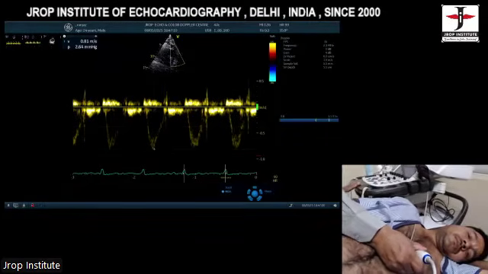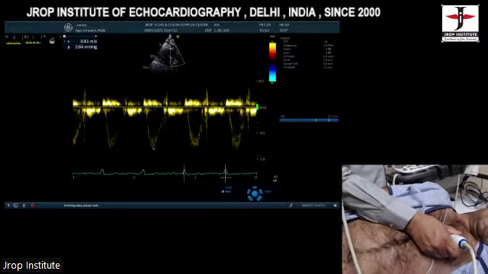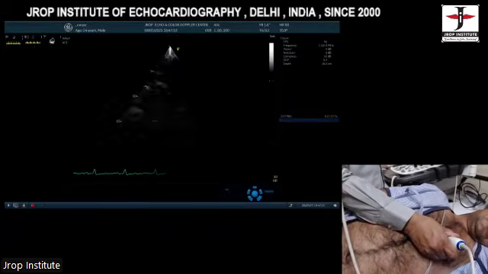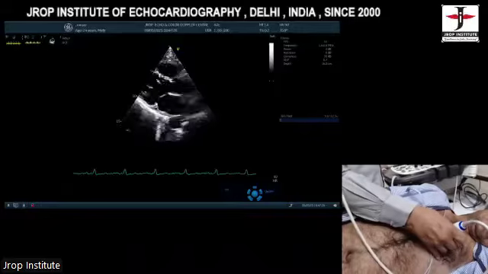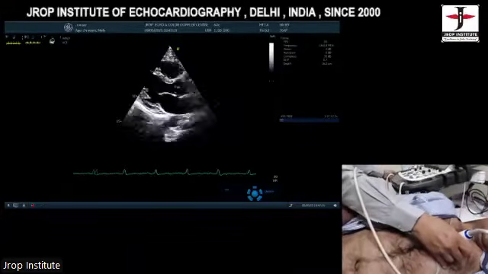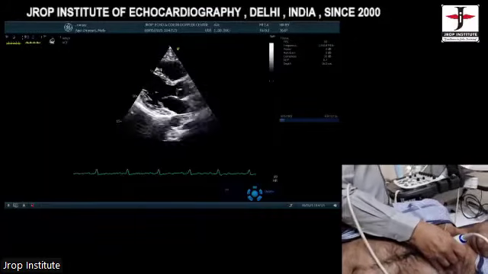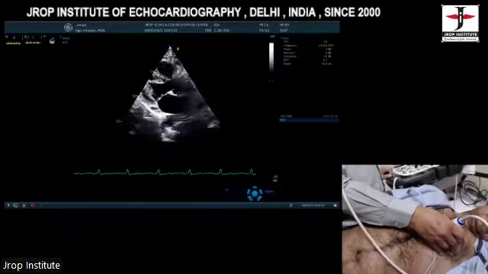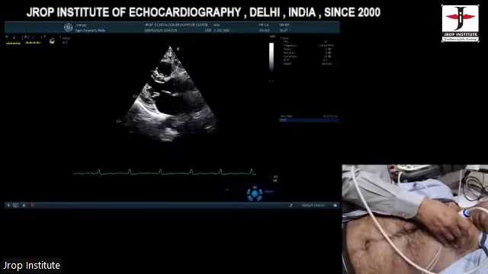This is normal, 0.81. The normal velocity of pulmonic flow is half of aortic. Aortic is 1.7, so half of aortic is pulmonic. Half of mitral, which is 1.3, is tricuspid. So this is how we look for a color Doppler as well as the measurements.